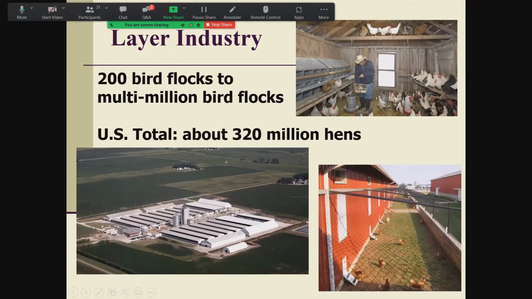Just to give you an idea of the size of this industry, typically there's around 320 million laying hens commercially on the ground at any given time in this country to keep our market going.